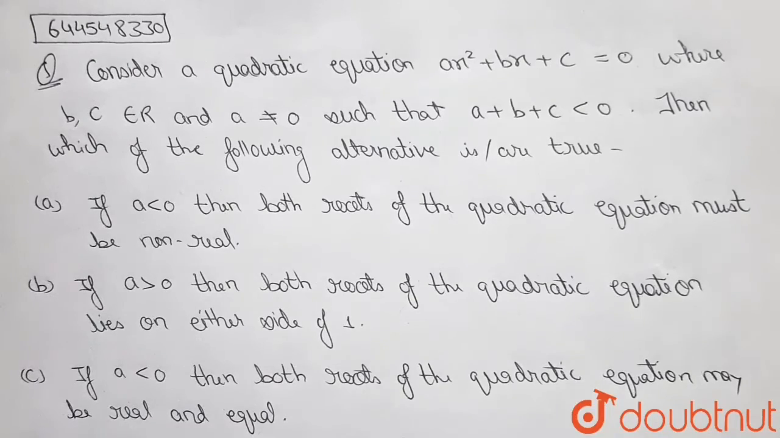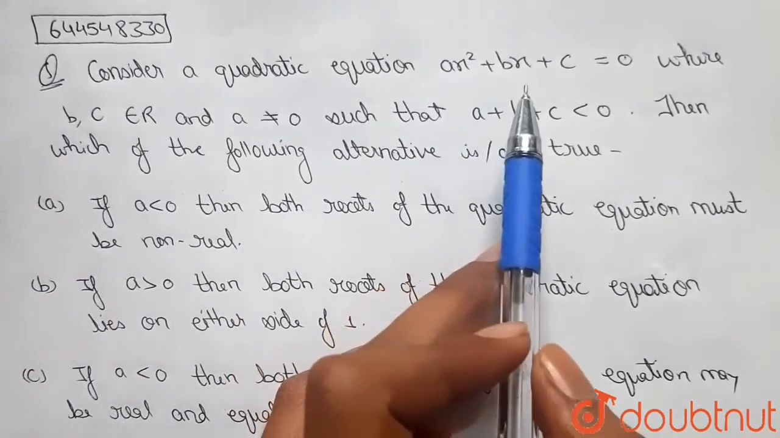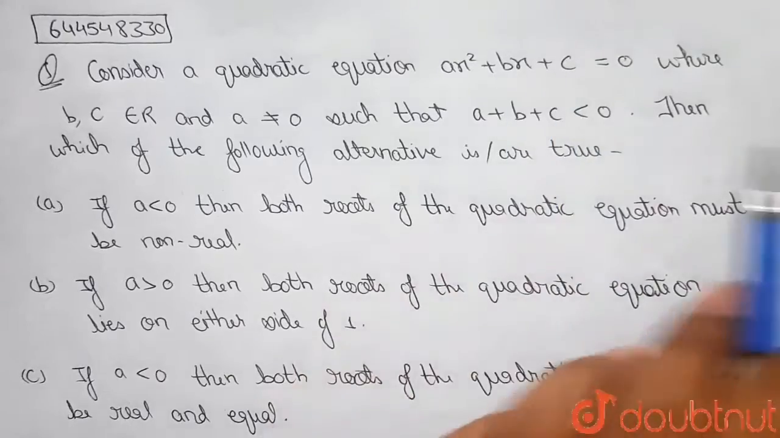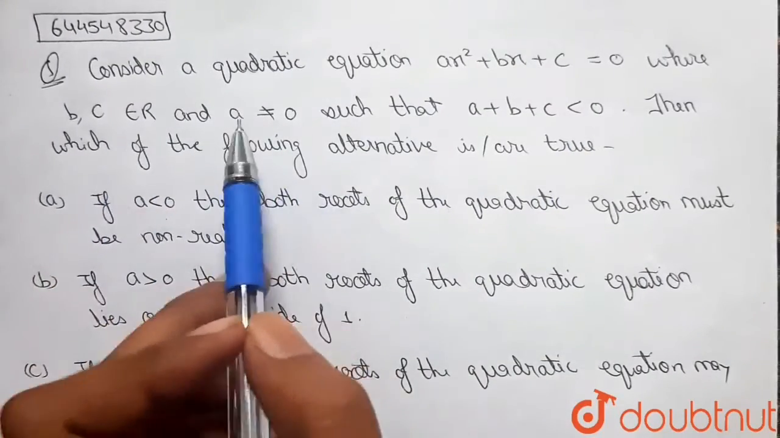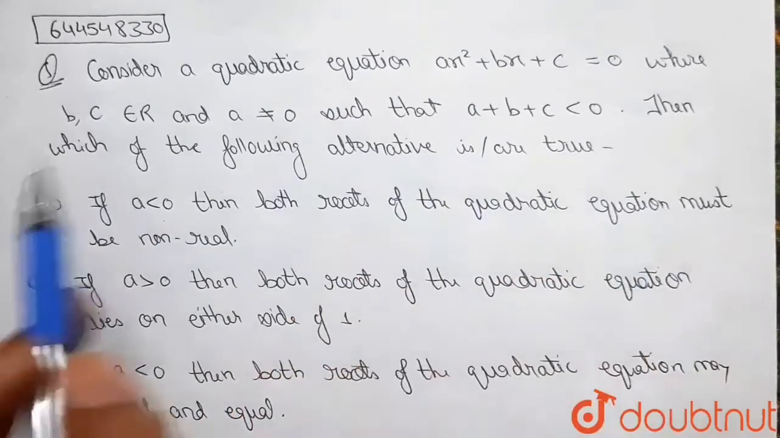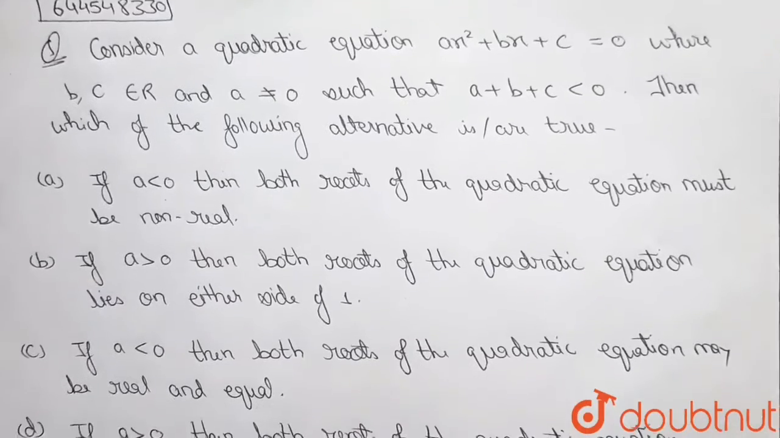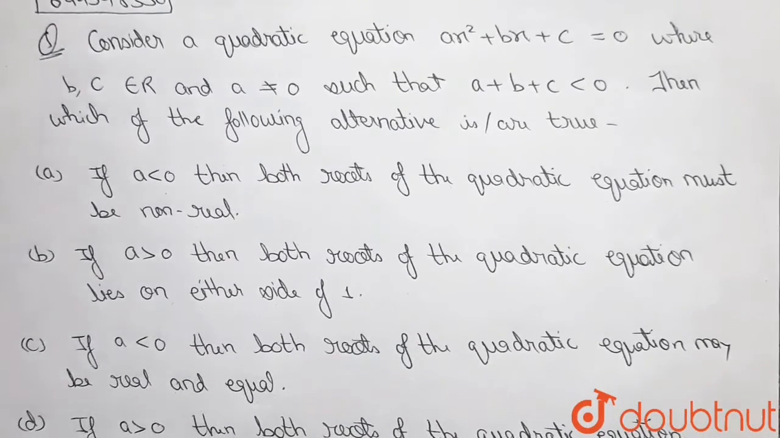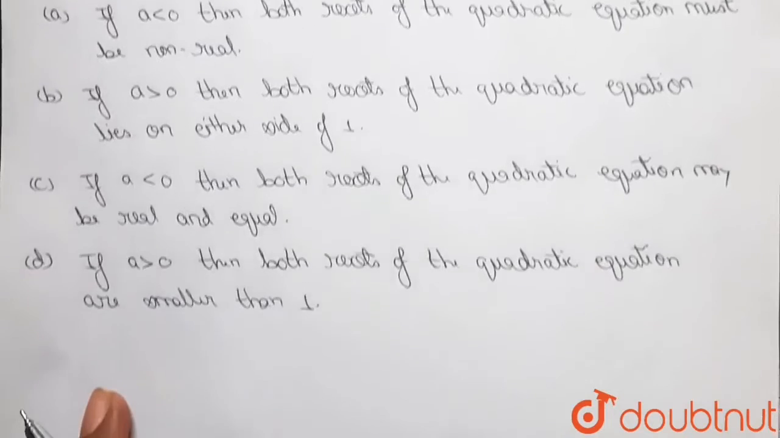Hello friends, so here's a question. It says that consider a quadratic equation ax square plus bx plus c equals to 0, where b and c belong to R, that is a set of real numbers, and a is not equal to 0, such that a plus b plus c is less than 0. Then which of the following alternatives are true? Okay, so we have some conditions over here, and with the help of them we have to find out which of the following options is correct.